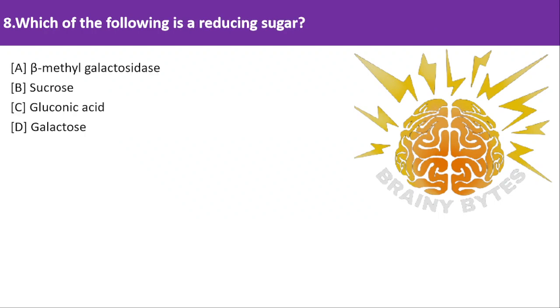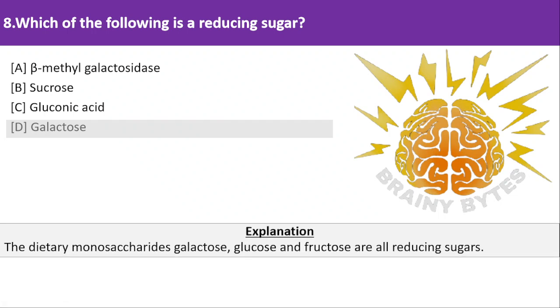Question number 8. Which of the following is a reducing sugar? Options are A. Beta methyl galactoside, B. Sucrose, C. Gluconic acid, D. Galactose. Correct option is D. Galactose. The dietary monosaccharides galactose, glucose, and fructose are all reducing sugars.